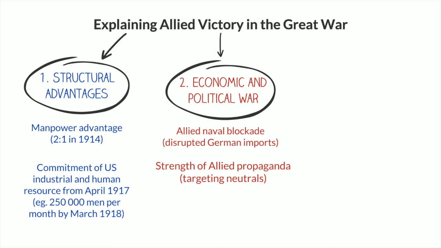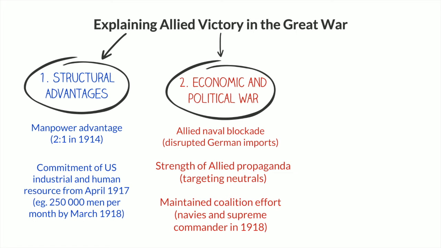And thirdly, I think it's important to emphasise that the Allied powers were able to maintain a far better coalition effort in the war than were the Central Powers. So when the Americans joined the war in 1917-1918, they immediately contribute their navies to the war effort and the blockade in particular. And also the Allied powers come together in 1918 and agree to appoint a supreme commander on the Western Front, the French General Ferdinand Foch.